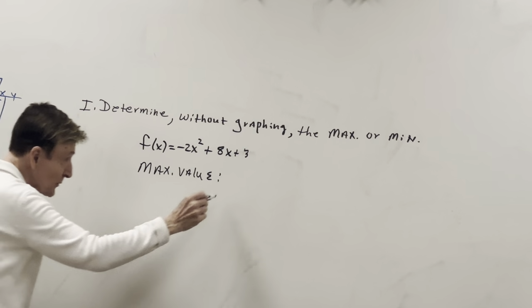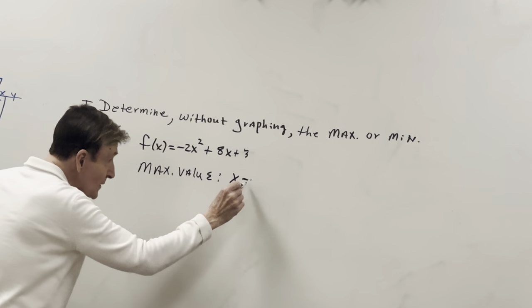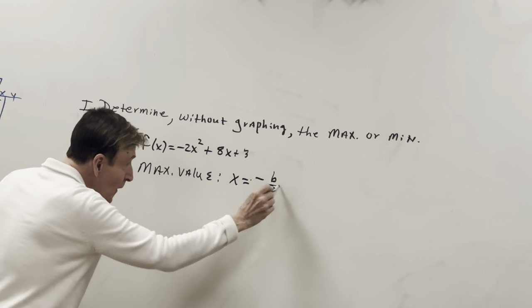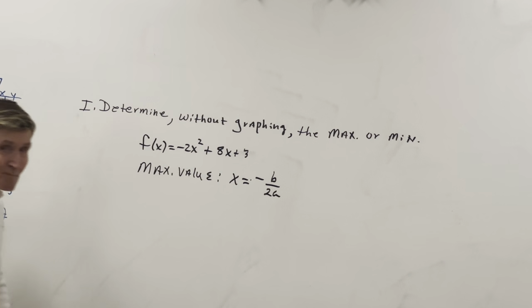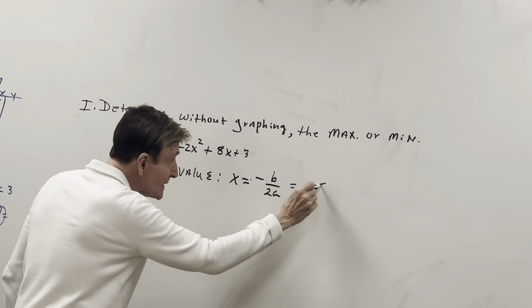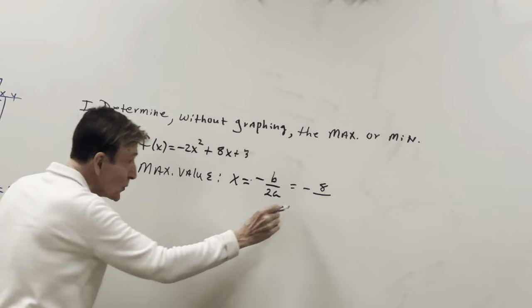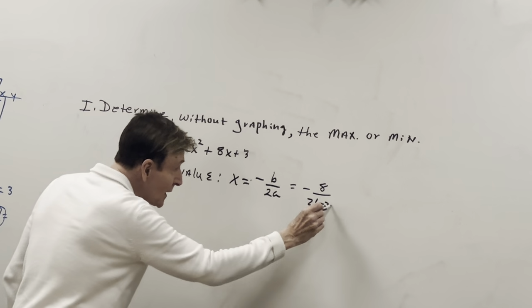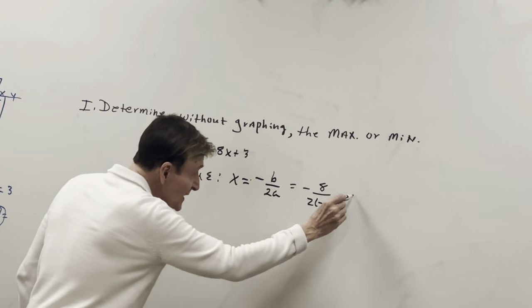I hope you'll say, Professor, no graphing? No graphing. But you use negative b over 2a. That's all I'm asking you to do. And if I replace, I'm looking at negative 8 over twice a, twice a negative 2. And guys, help me out here, is that positive 2?